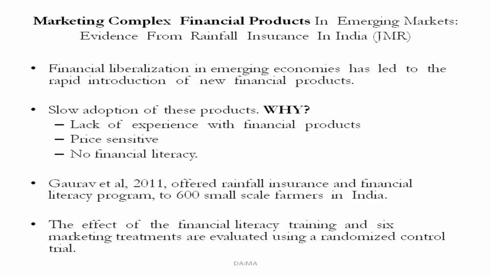The effect of the financial literacy training and 6 marketing treatments are evaluated using a randomized control trial. So, what they do is, in addition to the financial literacy program that they give to the people they assign, they also have 6 different marketing treatments to understand which of these is actually going wrong, and where they can improve adoption of this particular rainfall insurance product by people.